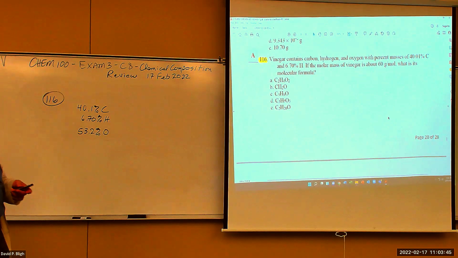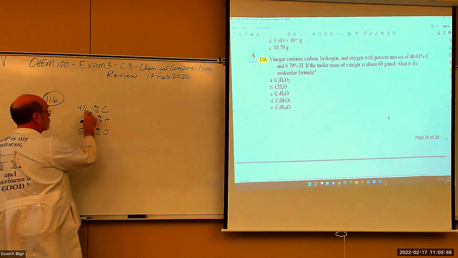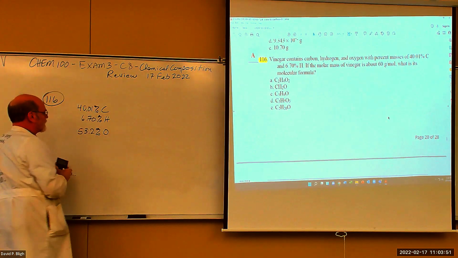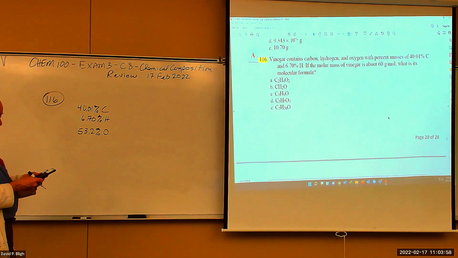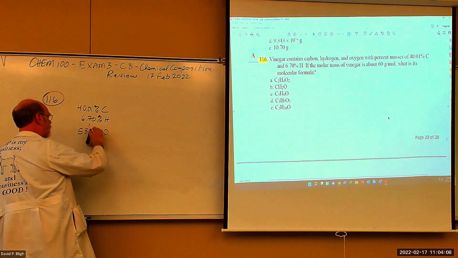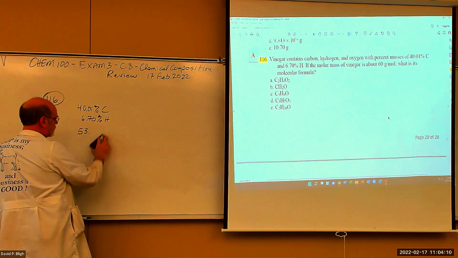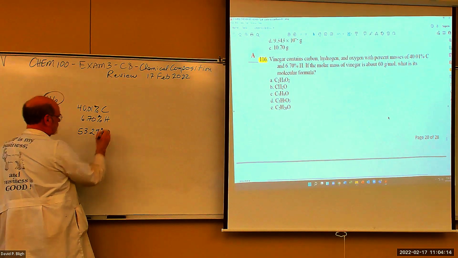There we go. 40.01, I don't know if that'll matter. Oh, 0.01, yes, it could matter. Let's try that again. 40.01 and 6.7 is what we know. Subtract that from 100. 53.29, or 53.3. Let's make it 29. There we go.